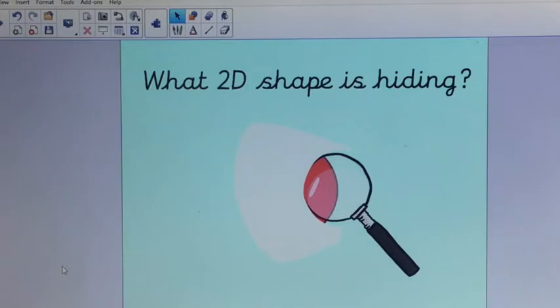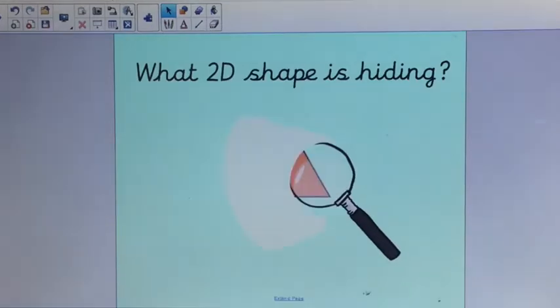Okay. I'm going to reveal it now. It was, of course, a circle. The giveaway with that was the curved edge, curved side, and we know that a circle has got one continuous curved side. So well done. Okay, what 2D shape is hiding now? Have a look at what you think it might be. Tell your grown up now.